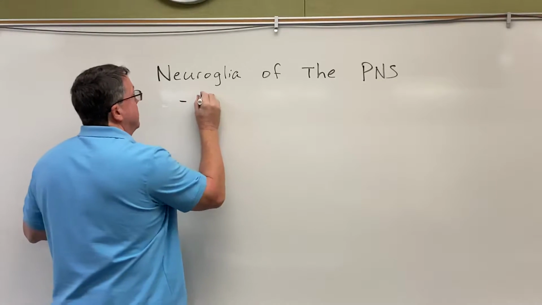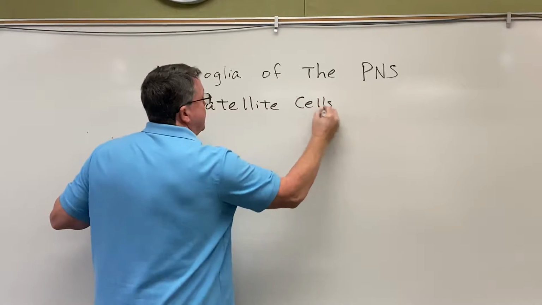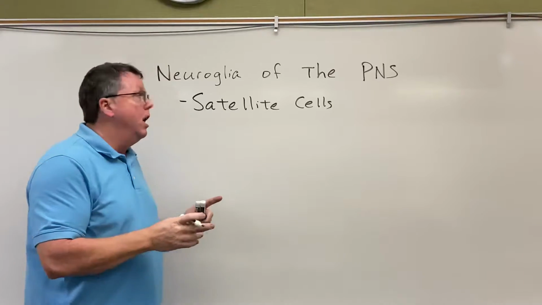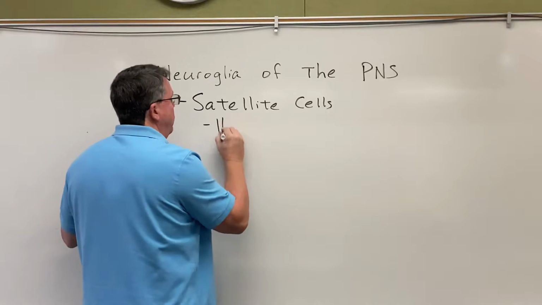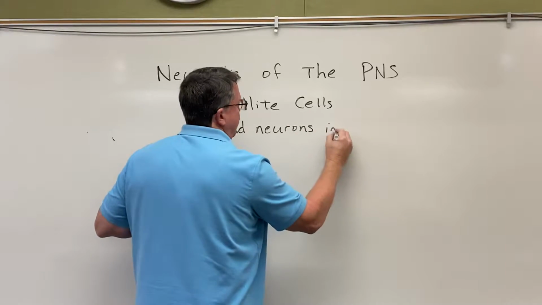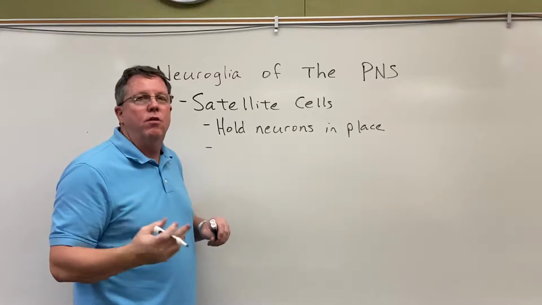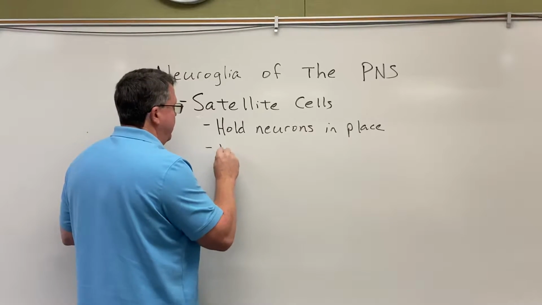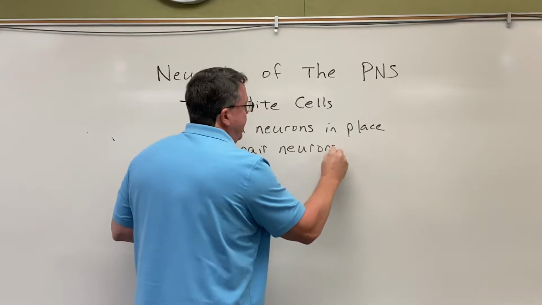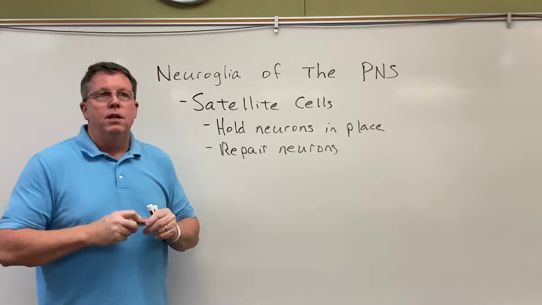And they are, first of all, you have something called satellite cells. All right, and so your satellite cells are like astrocytes in the central nervous system. And so what satellite cells do is they basically hold neurons in place. They're going to hold my neurons in place. All right, and then they may do some tissue repair to nerve cells if they get damaged. So I'm just going to put repair neurons. Okay, and that's basically it for the satellite cells. Again, they're only in the PNS. If it was in the CNS, that's going to be your astrocytes.